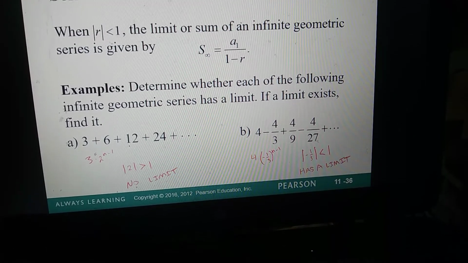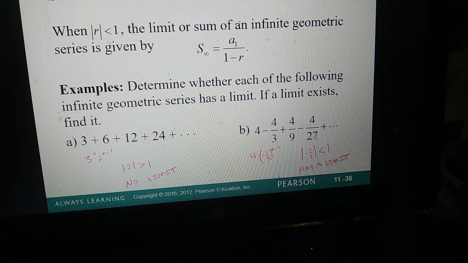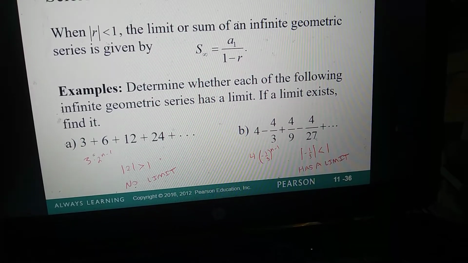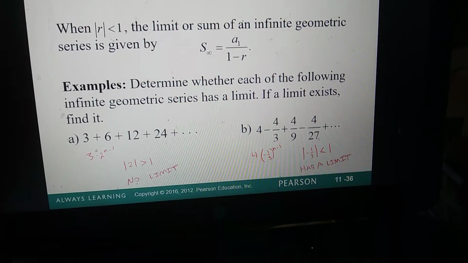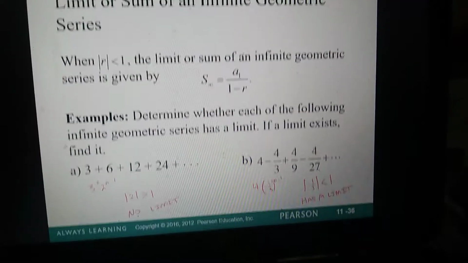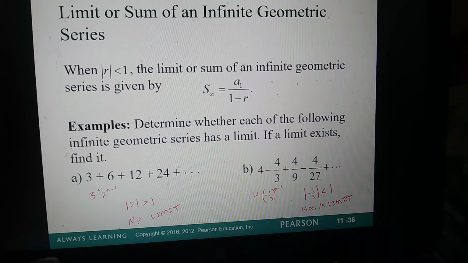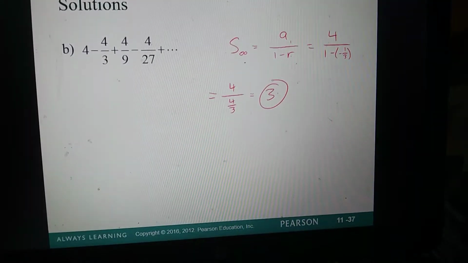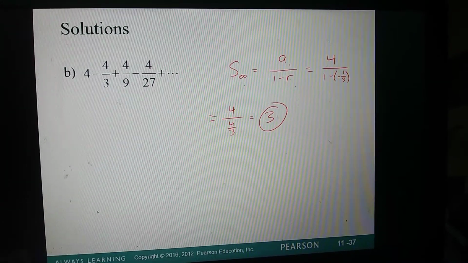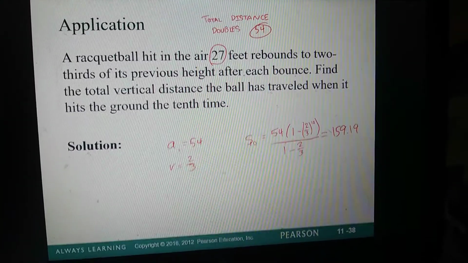So for these last two examples, we look at it, and this one here, we can see quickly the common ratio, 6/3, gives us 2. So it's bigger than 1, so that means there's no limit. It's just going to get bigger and bigger. This one here, we have 4, when we do -4/3 divided by 4, we get -1/3, and remember, it's absolute value. So it's less than 1, so it does have a limit, and we just plug in those values of the first term divided by 1 minus the common ratio, and we get 3. So it's kind of neat. If you added all those up, it would come to 3.